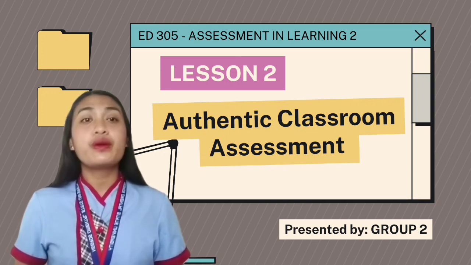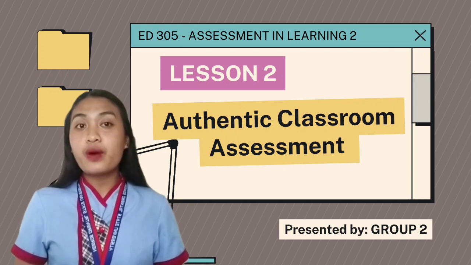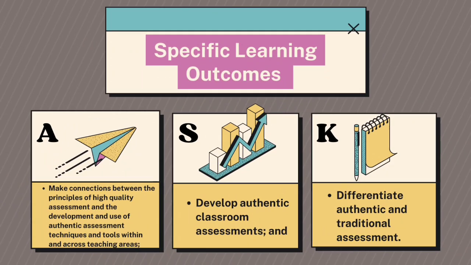For this video, we will discuss the topics under Module 1, Lesson 2, Authentic Classroom Assessment. Before we proceed with the lesson proper, let us first consider the specific learning outcomes. For effective, make connections between the principles of high-quality assessment and the development and use of authentic assessment techniques and tools within and across teaching areas. For skill, develop authentic classroom assessments. And for knowledge, differentiate authentic and traditional assessment.